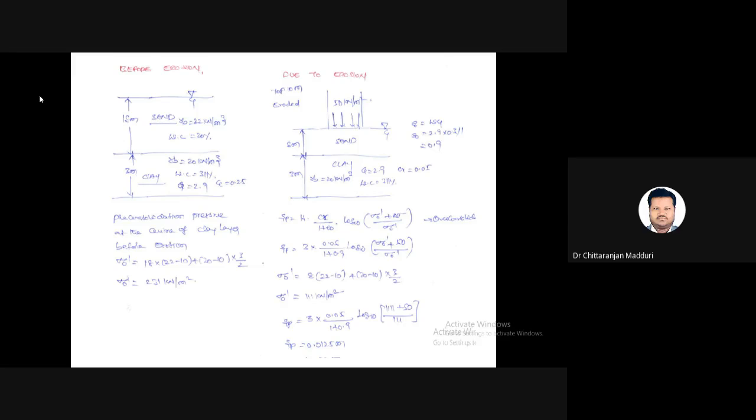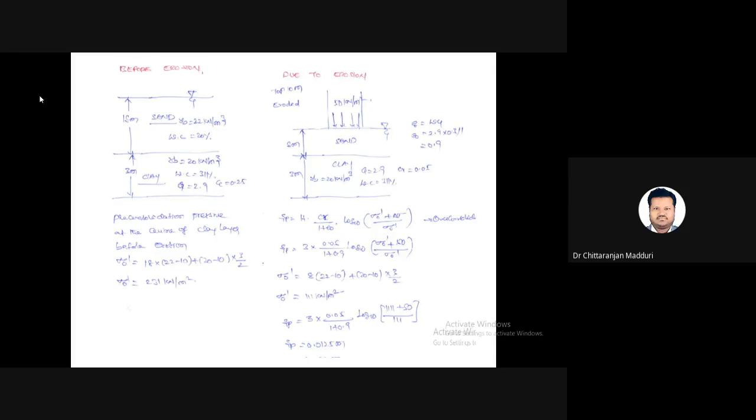Primary settlement equals H, the thickness of the clay layer, times the compression index equal to 0.05, which is given in the problem, divided by 1 plus the initial e naught equal to 0.9, times log 10 of sigma naught dash, which is the initial overburden pressure, plus the increase in pressure 50. Now we should calculate the pressure after erosion. After erosion, the top 10 is removed, so we need to consider only 8 meters depth of sand.